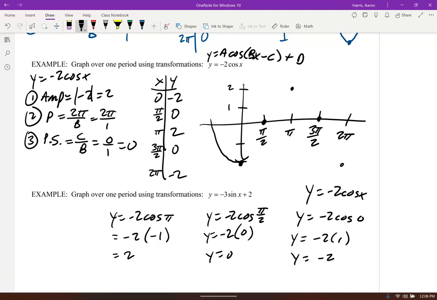Again, this is what that looks like. Alright, hopefully you can see this period here is 2 pi for the cosine function, as we suspected with our reflection and vertical stretch.